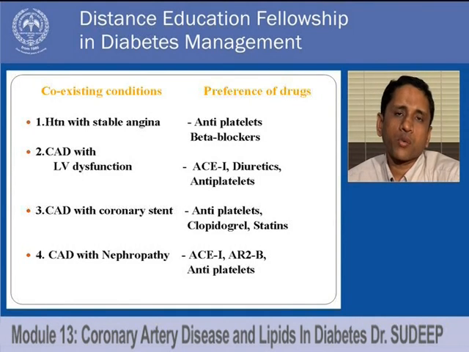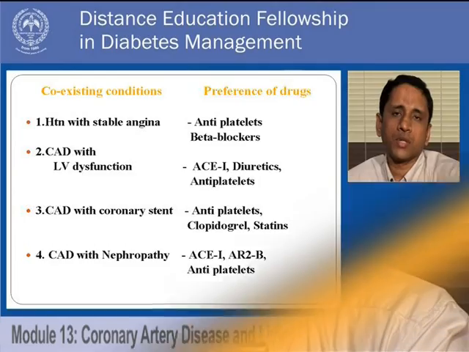When the patient has coronary disease with LV dysfunction, then the first line of choice in addition to blood sugar control will be ACE inhibitors, diuretics and antiplatelet drugs. And when the patient has coronary artery disease with a coronary artery stent, then antiplatelet drugs as a combination of aspirin and clopidogrel along with the dyslipidemic drug would be the choice. And when the patient has nephropathy, it will be ACE inhibitors or ARBs along with antiplatelet drugs.